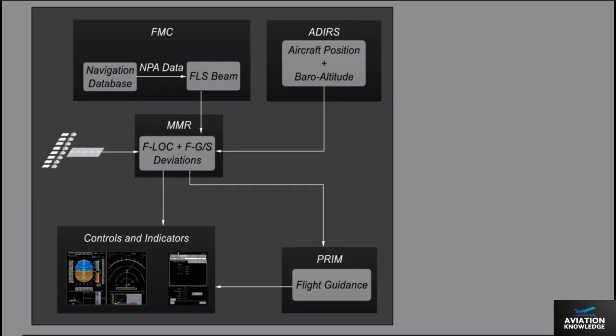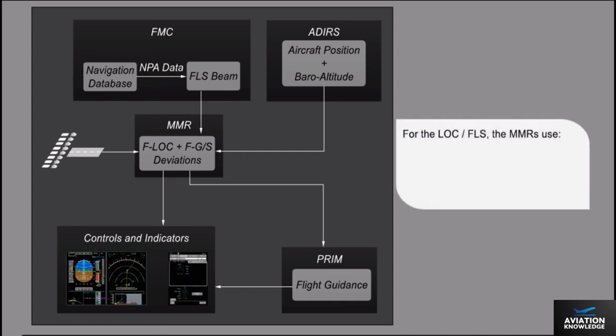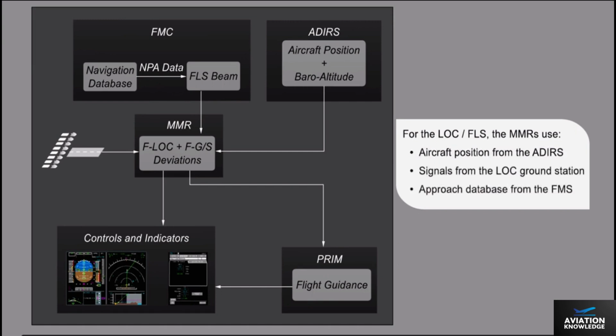The flight crew can also use the FLS function to fly an instrument landing system approach with glide slope out, or a localizer only or localizer back course approach. The mixed localizer FLS landing system enables the flight crew to perform approaches with the localizer ground station only in accordance with the Instrument Landing System Lookalike feature. For the localizer FLS, the multi-mode receivers use the aircraft position from the ADIRS, signals from the localizer ground station, and the approach database from the Flight Management System.